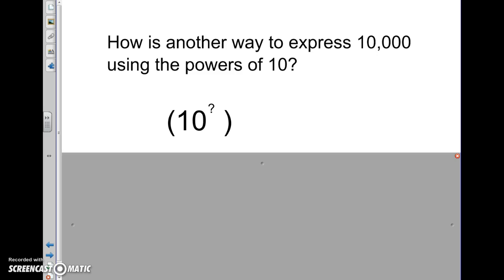So, I'm going to throw you right in here. How is another way then to express 10,000 using the powers of 10? In other words, 10 to the what power would be equal to 10,000?